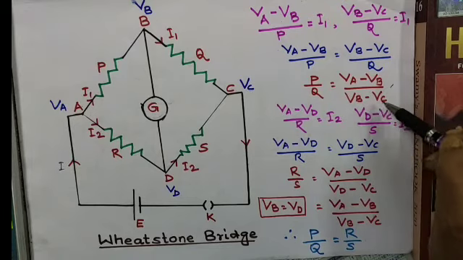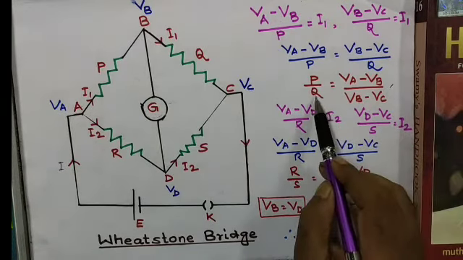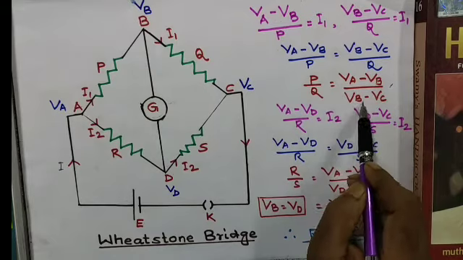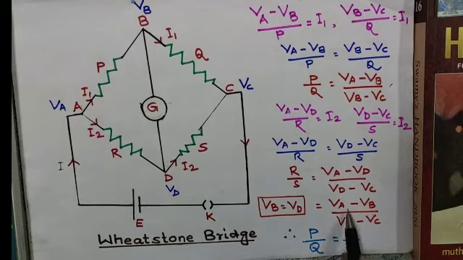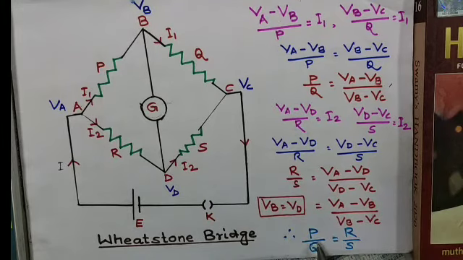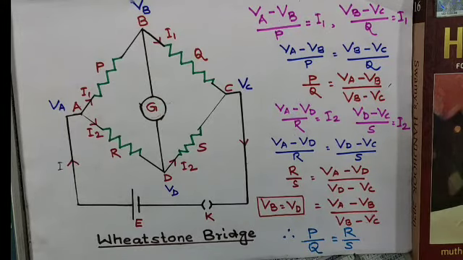So P by Q is VA minus VB by VB minus VC. Now here R by S is equal to VA minus VB by VB minus VC. So we can say P by Q is equal to R by S. This is the mathematical form of Wheatstone Bridge.